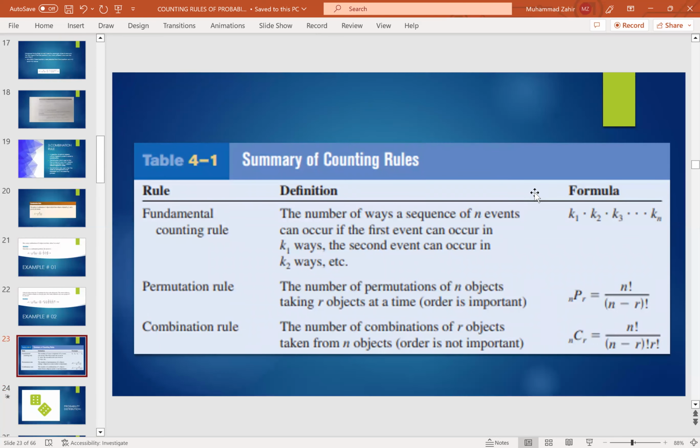If we summarize the counting rules, number 1 is the fundamental counting rule: the number of ways a sequence of n events can occur if the first event can occur in k1 ways, the second event can occur in k2 ways, and so on, is k1 × k2 × k3 × and so on. The permutation rule: the number of permutations of n objects taking r objects at a time, where order is important, has the formula nPr = n! / (n - r)!. Whereas in the combination rule, the number of combinations of r objects taken from n objects, where order is not important, has the formula nCr = n! / ((n - r)! r!).